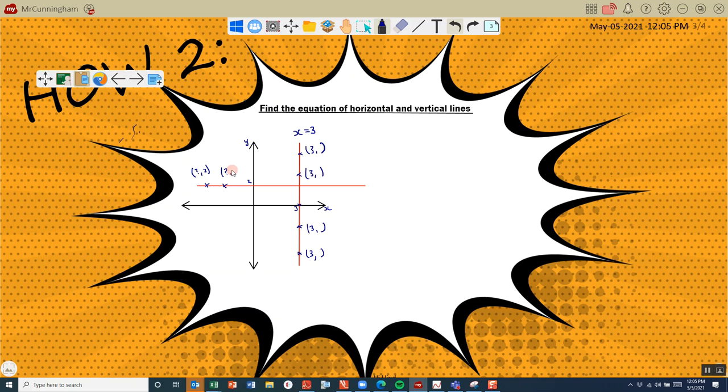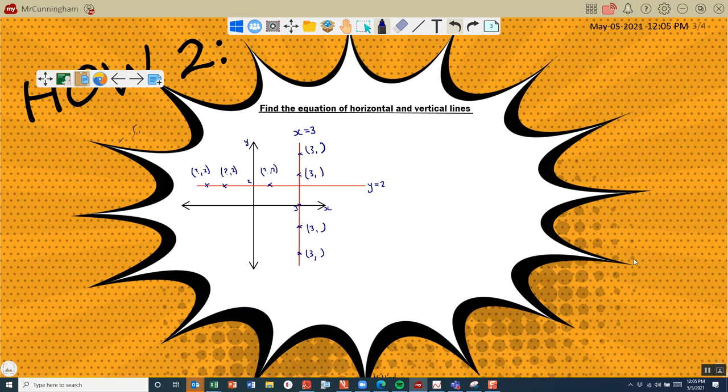Don't know this one, but the y-coordinate is 2. Okay, the x-coordinate is changing. The only thing that is staying the same is the y-coordinate. So because the y-coordinate is the same, and it's 2, the equation of this line is y equals 2.